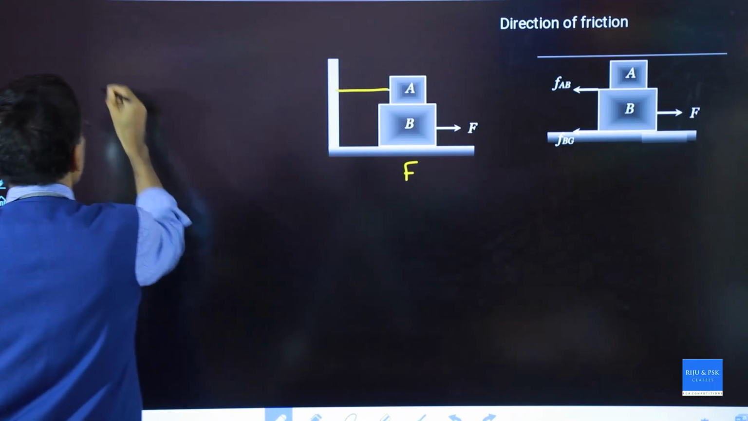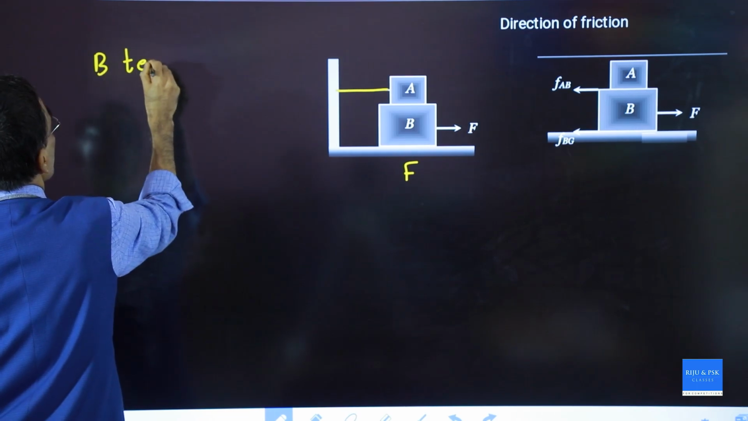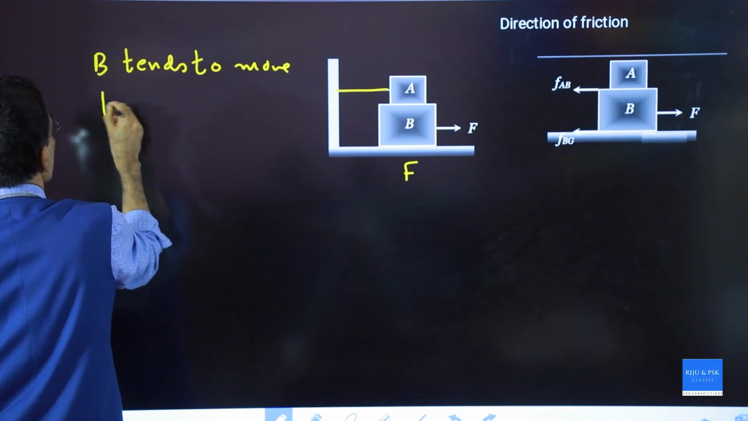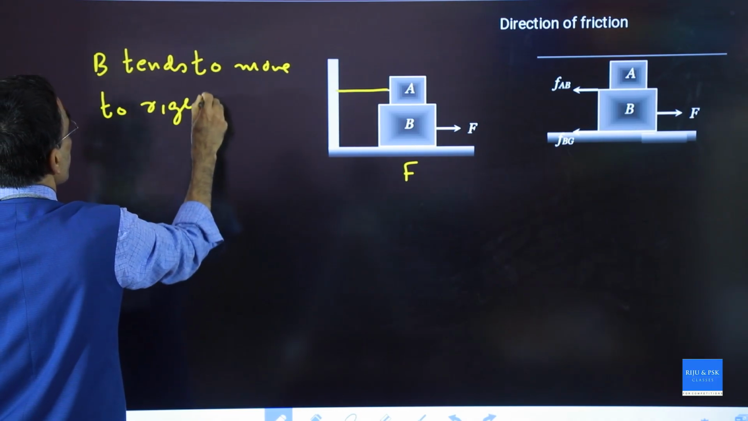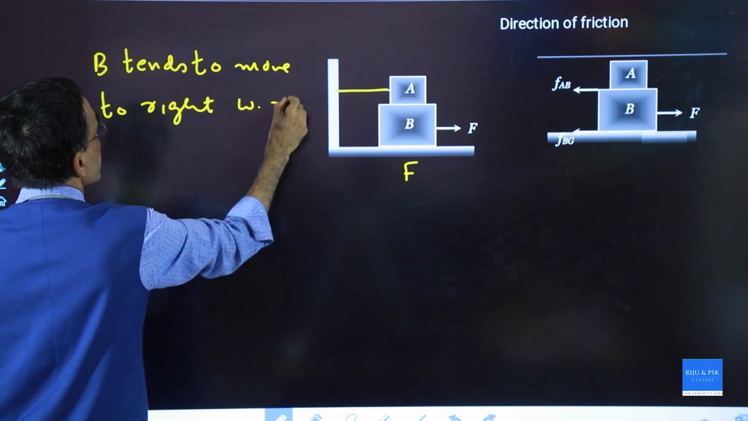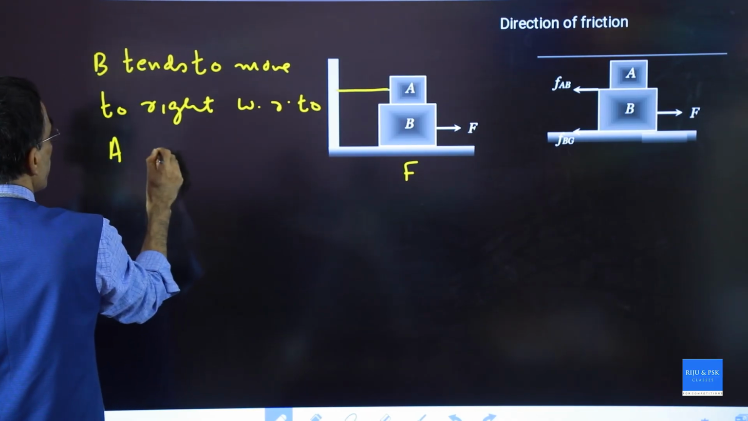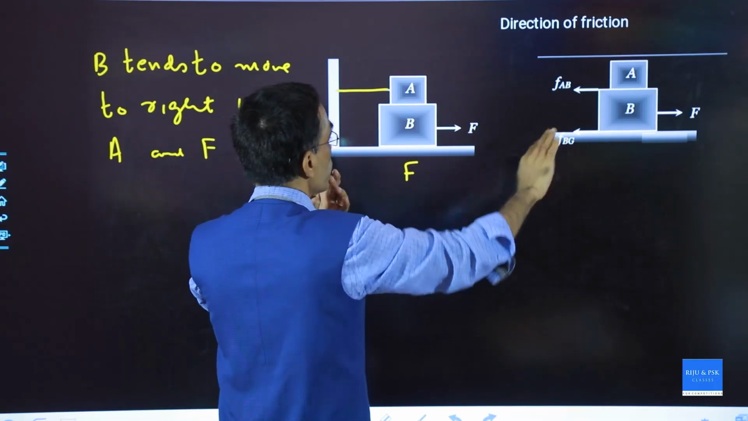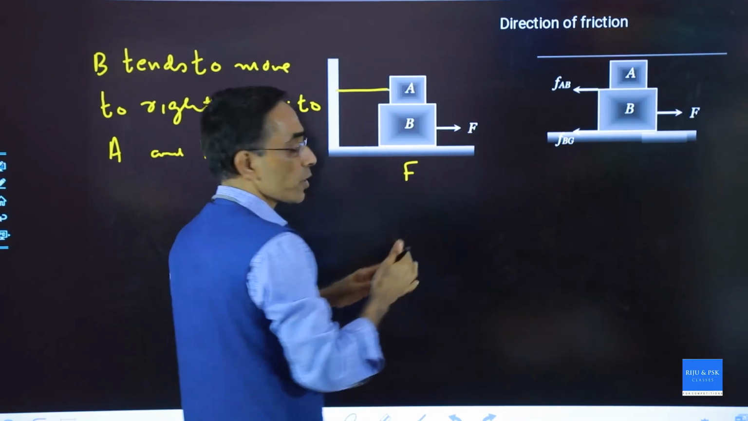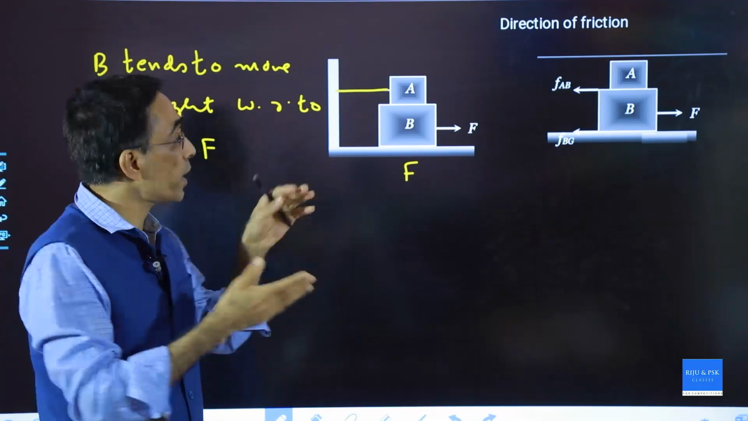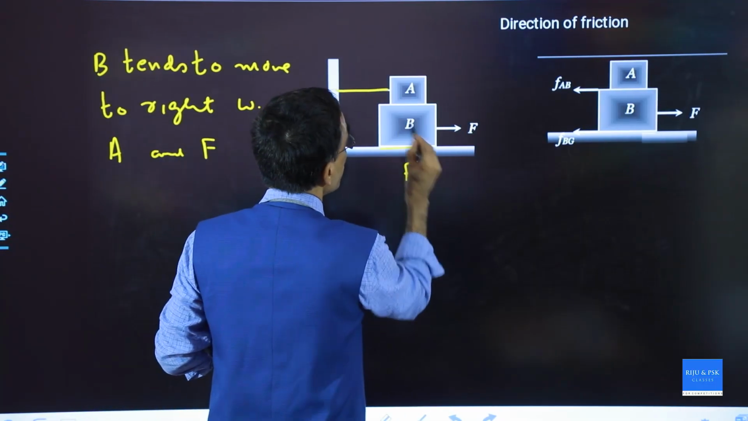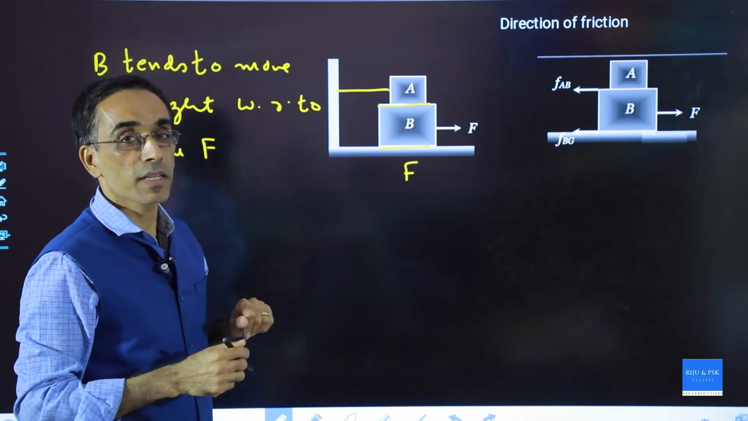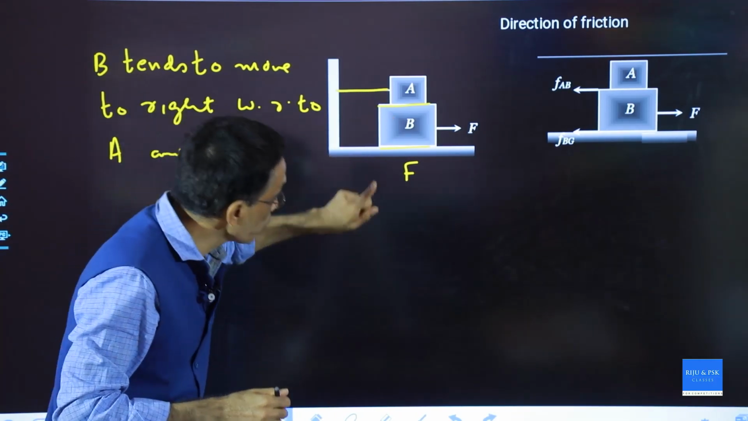So, we can say B tends to move to the right with respect to A and F. So, with respect to A, this is having a rightward motion, with respect to F also it is having a rightward motion. Now, there are two surfaces where B has contact, one surface is here, another surface is here. So, there will be friction on B due to floor, due to A.